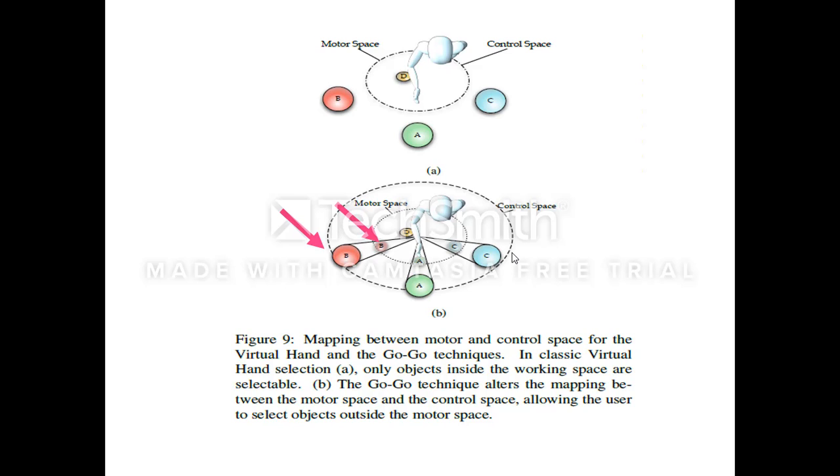Whereas in the bottom case, using a ray, the user is able to select objects outside his motor space, more into his control space. That is because the bigger ball B is visible using two rays, even though there is a smaller sphere B in front of it. So you can still see the bigger sphere B, which is farther off, but that's only in the case when you have isomorphic mapping.